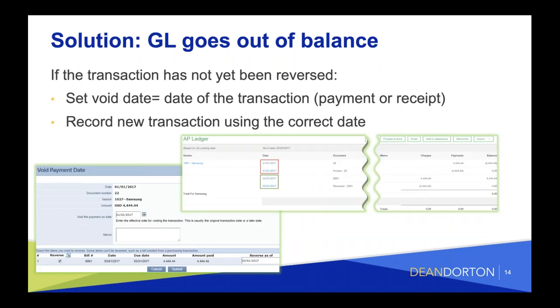The solution, if the transaction has not yet been reversed, you can set a void date equal to the date of the transaction, either the payment or the receipt, and record a new transaction using the correct date. So let's say you fat fingered the date on a payment, 1/28/2018 instead of 2019. You could reverse it and then go back in and void it, and then go back into the system and reissue it on the correct date. Okay.